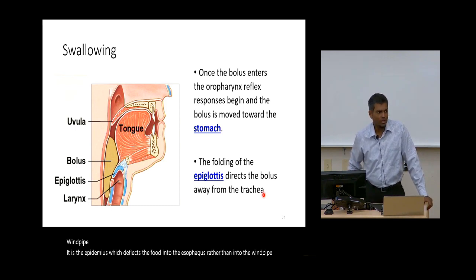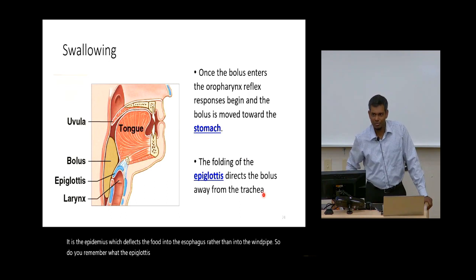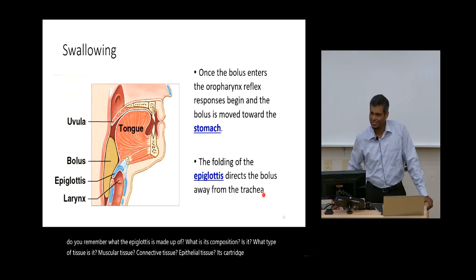So do you remember what the epiglottis is made up of? What is its composition? What type of tissue is it? Muscular tissue, connective tissue, epithelial tissue? It's cartilage. What type of cartilage?